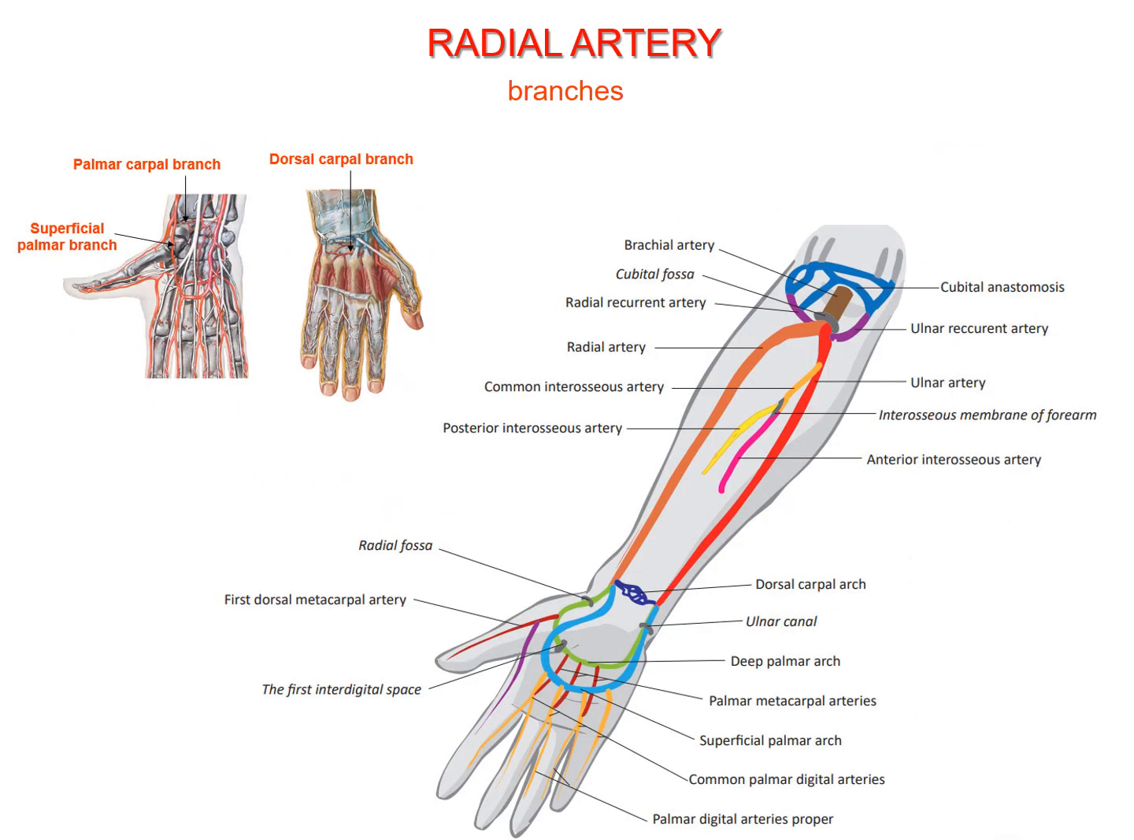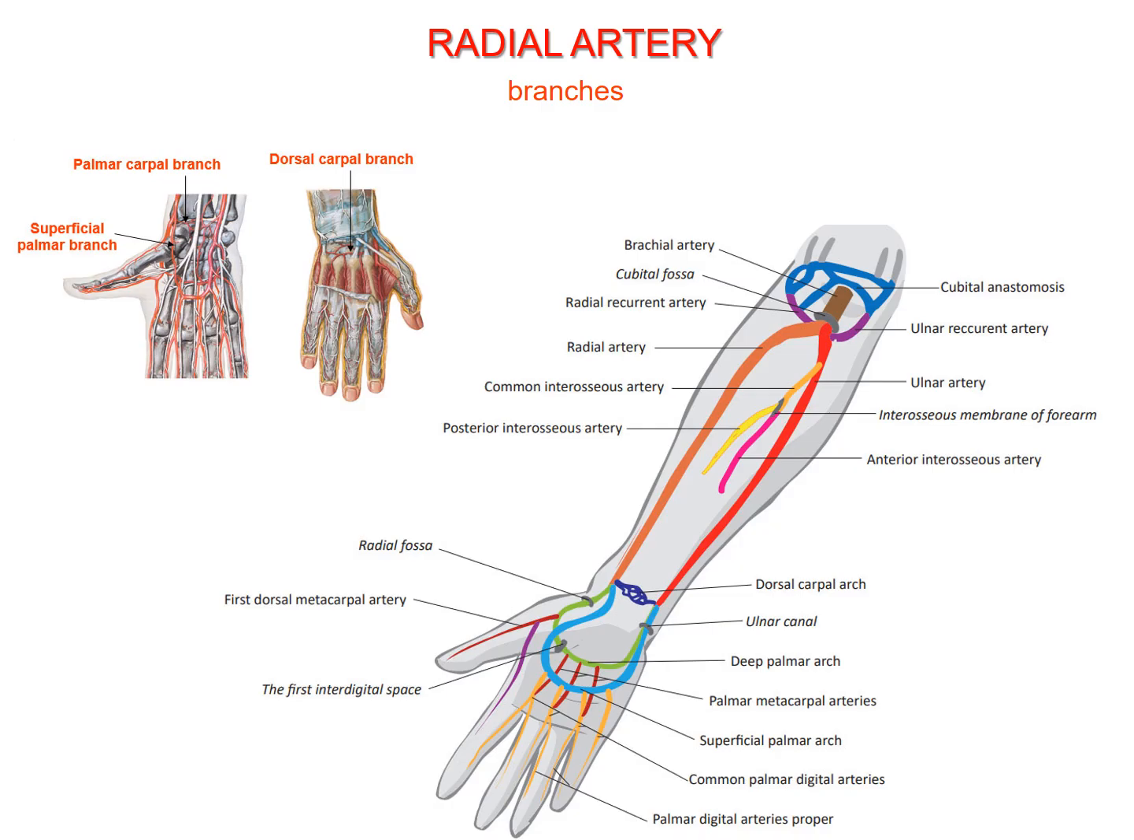We can repeat now the branches of the radial artery. Muscular branches supply the lateral muscles of the forearm. The radial recurrent artery heads proximally to the cubital articular anastomosis. The palmar carpal branch terminates in the palmar carpal articular anastomosis. The superficial palmar branch runs between the thenar muscles and participates in the formation of the superficial palmar arch.